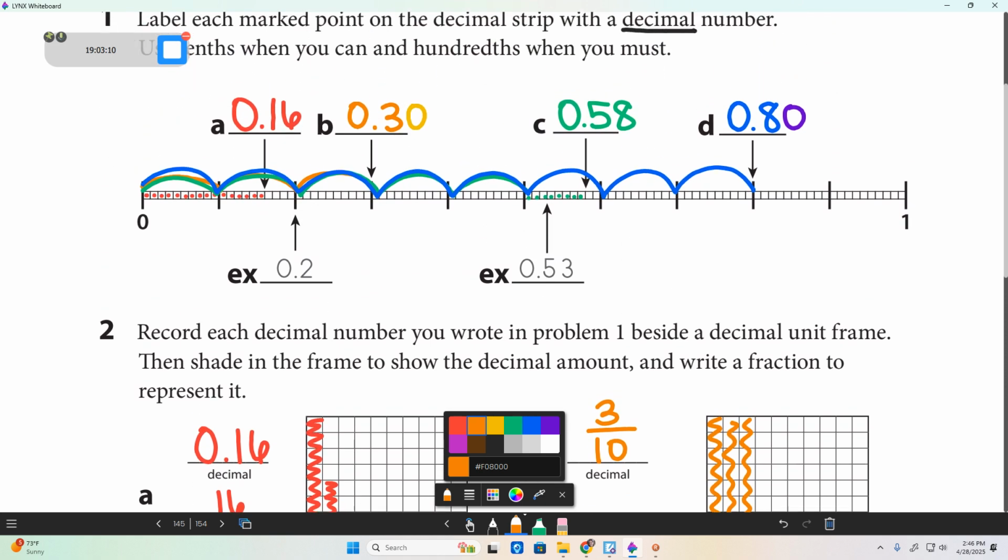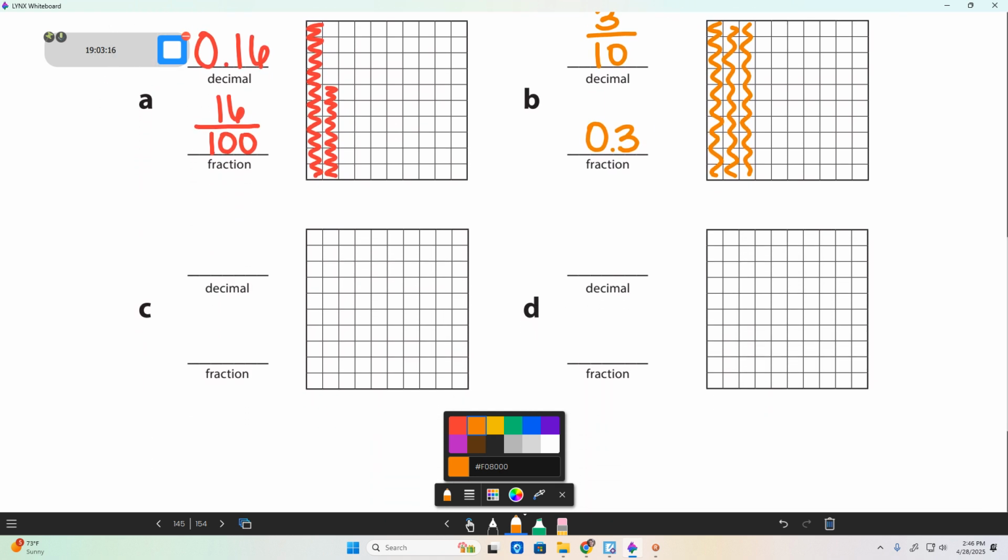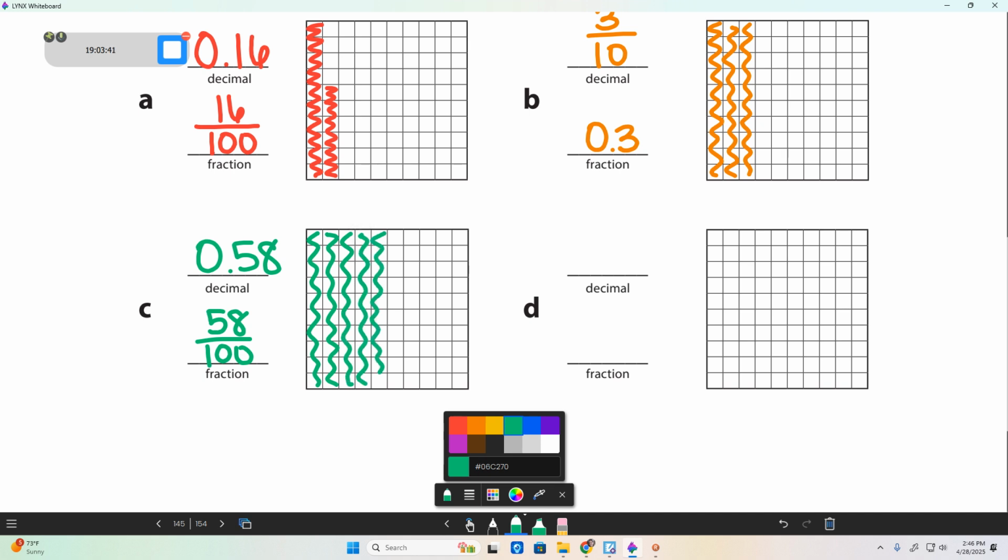Letter C is 58 hundredths. So let me rewrite it here. All right, 58 hundredths. And we're going to write it as a fraction as well, 58 hundredths. And then we're going to shade in 58 units out of the 100 units. So here's 10, 20, 30, 40, 50, and then I've got to shade in 8 more. And it's okay if we shaded slightly differently, as long as 58 are shaded, okay?